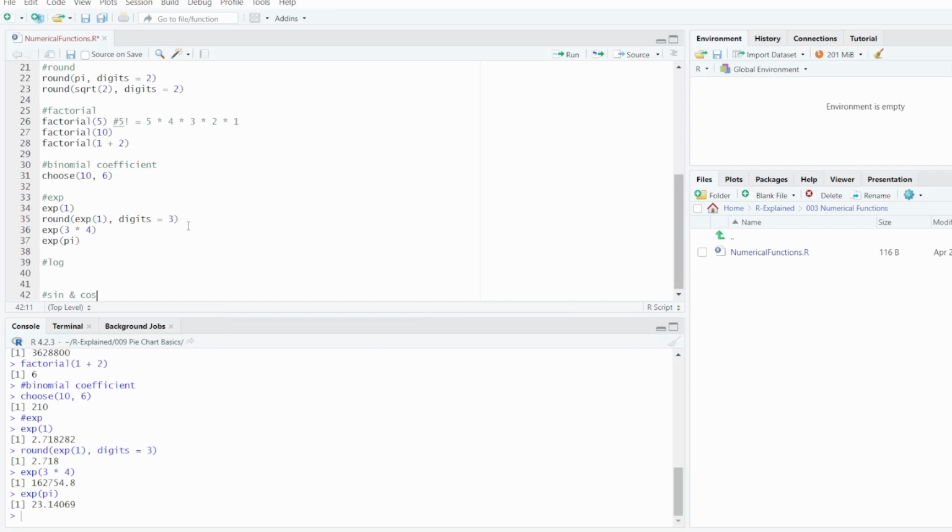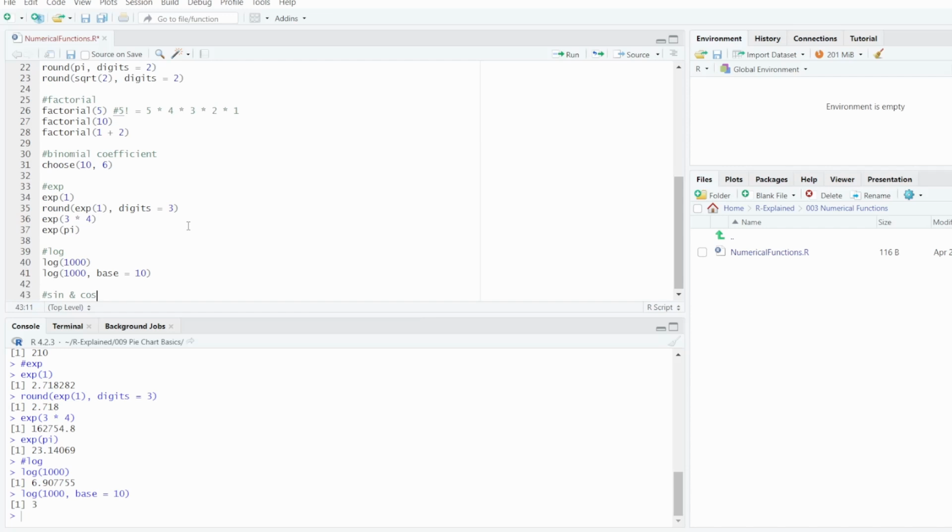Next we have the logarithm, so we can for example say log of 1000, giving us 6.9, because the normal base is of course e, but we can also say log of 1000 and then base equals 10, for example, giving us a value of 3.